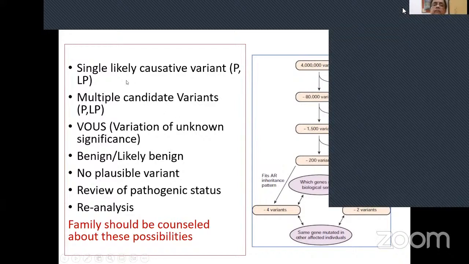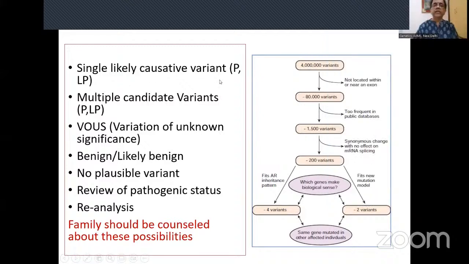So the results would show different things. It could be a single likely causative variant, pathogenic or likely pathogenic, or multiple candidate variants, again pathogenic or likely pathogenic. And importantly, the problem is there when you get variations of unknown significance, which you are not able to interpret, because the disease phenotype may be correlating, but these are not classified as pathogenic or likely pathogenic. This classification is based on the ACMG guidelines. You may get a benign or likely benign or no possible variant.